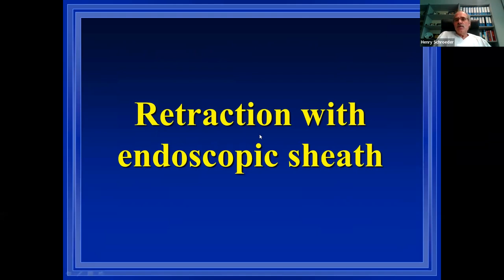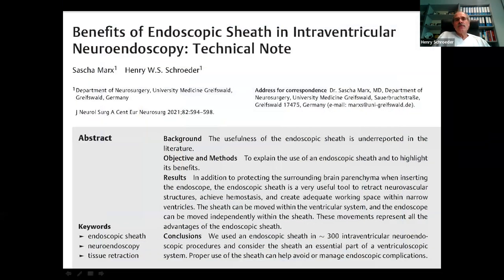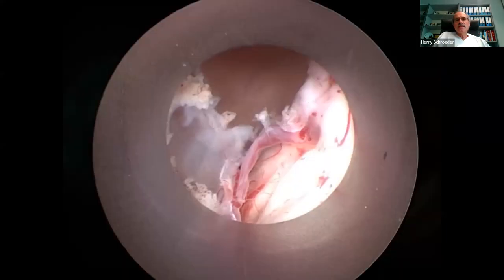So retraction with an endoscopic sheath, for me, is very important, for example, for colloid cysts. And I use the endoscopic sheath for a lot of different maneuvers during the surgery. Here, for example, is one example. This is the view to a colloid cyst in the third ventricle.